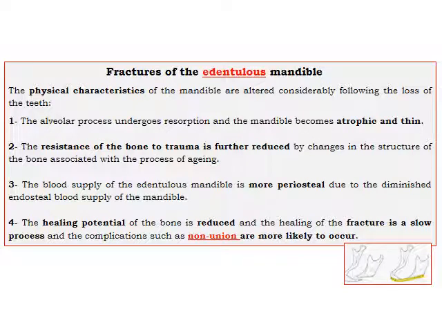As I told you, there is a special handling for some types of fractures of the mandible, and we mentioned the pediatric fracture and the condylar fracture. The other fracture which needs special concern is the fracture of the edentulous mandible, mandible without teeth. The physical characteristics of the mandible are altered considerably following the loss of the teeth. The physical characteristics of the mandibular bone change because of the loss of teeth and because of the resorption of the bone.